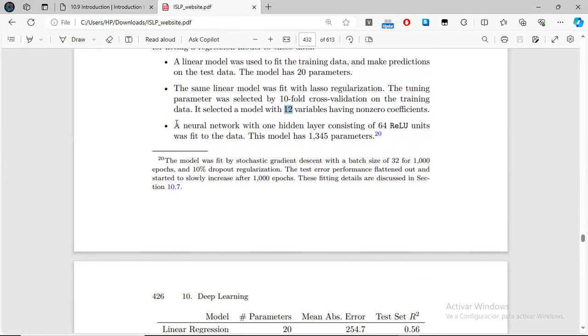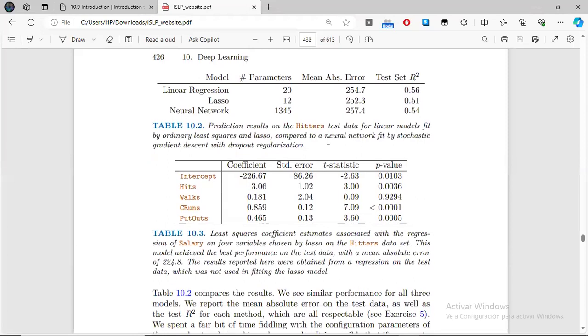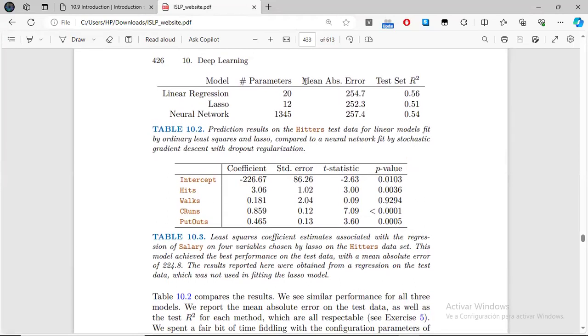However, when they use a neural network only using one hidden layer, so one set of activations, they get the number of parameters that they needed to at least get a neural network that wasn't so bad as a predictor. They needed almost 1,000 parameters. And even now, if we compare what was the mean absolute error for these models, we can see that even though for the neural network the error is higher than the other models, they're still pretty close.